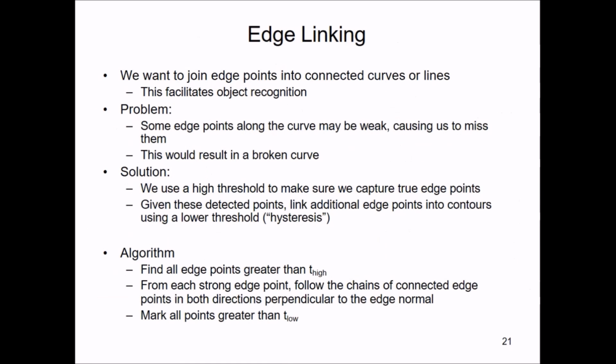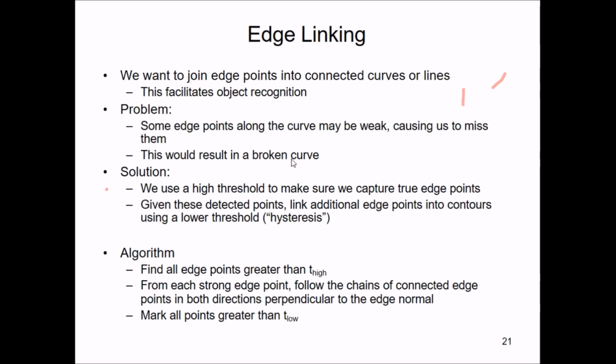Then comes edge linking. This is the second part. We want to join edge points into connected curves or lines. This facilitates object recognition. The problem is that some edge points along the curve may be weak, causing us to miss them. This actually happens in Sobel. So this would result in a broken curve.